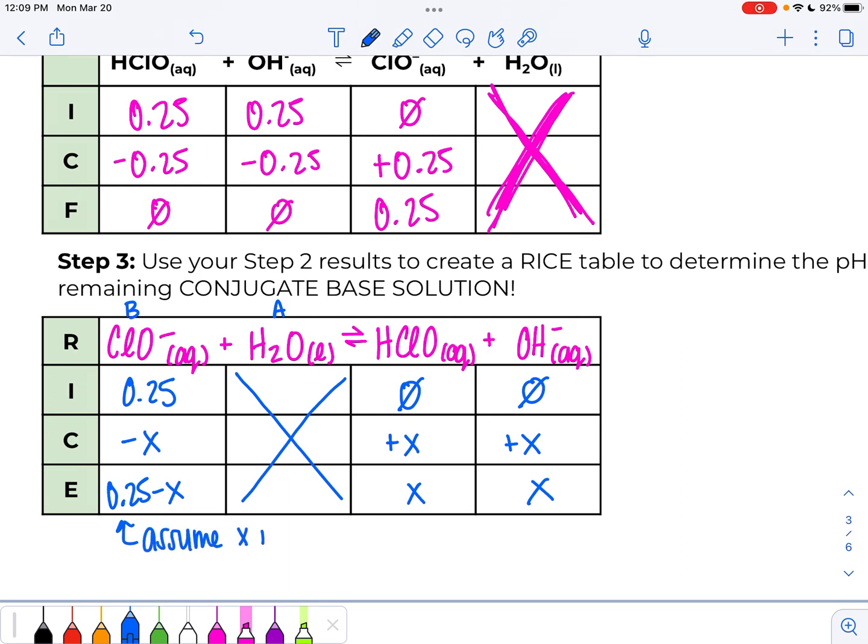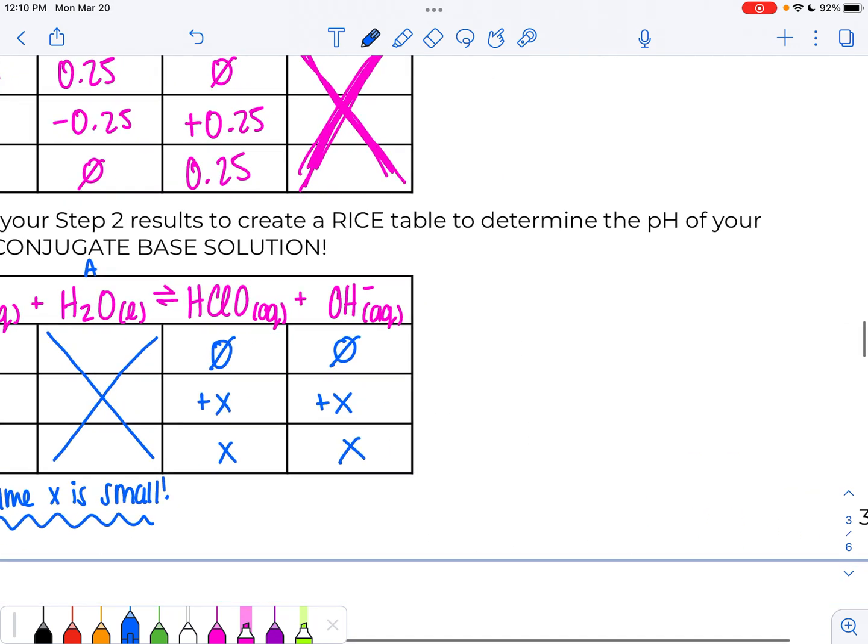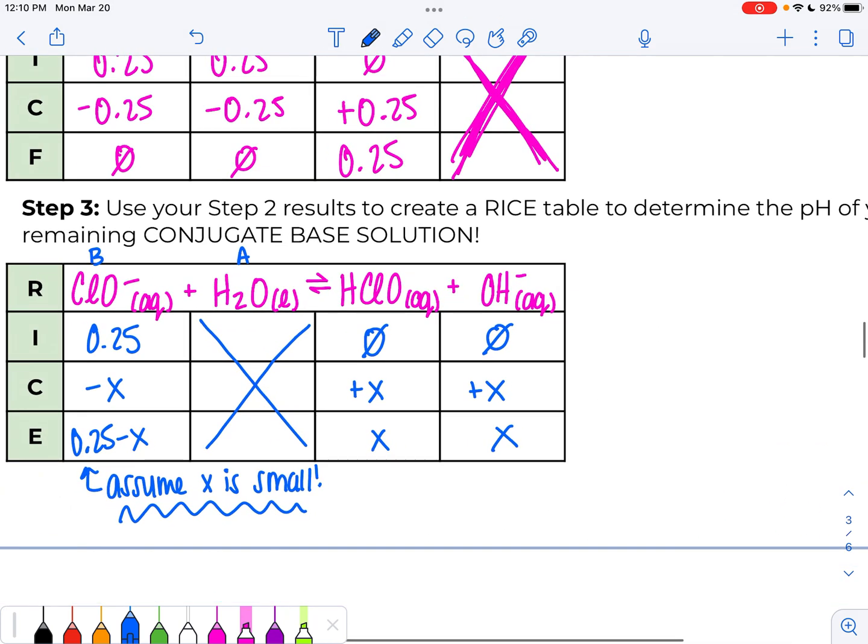Looky here, we're going to assume X is small. This is something I write out every time, and I don't know if I've made it very explicit, but you should write it every time. Every time you make an assumption, you've got to tell people you're making an assumption. So you're just going to say, assume X is small or assume X is negligible. Okay, now we go back over here.